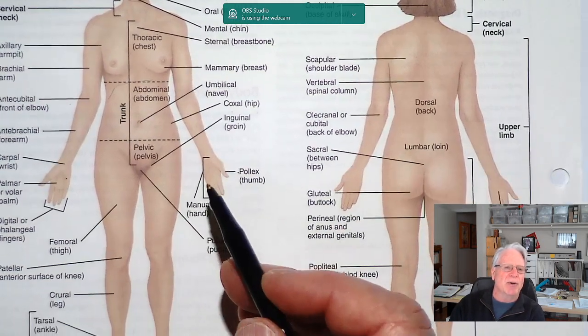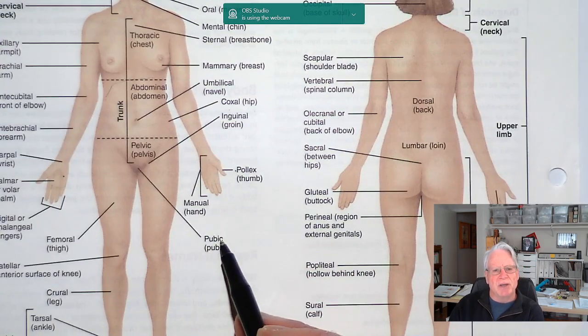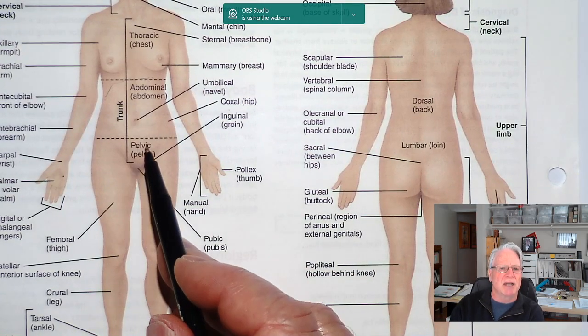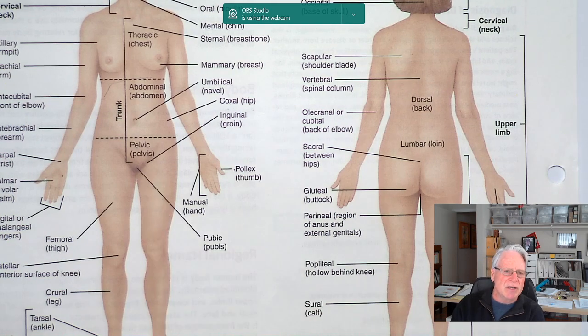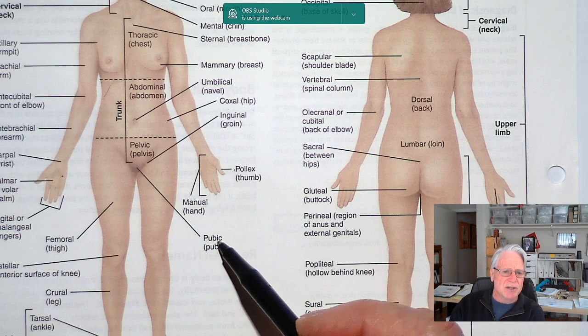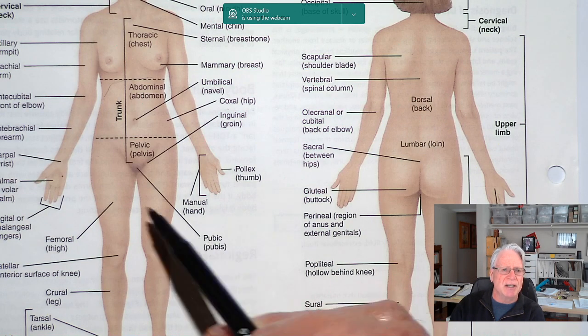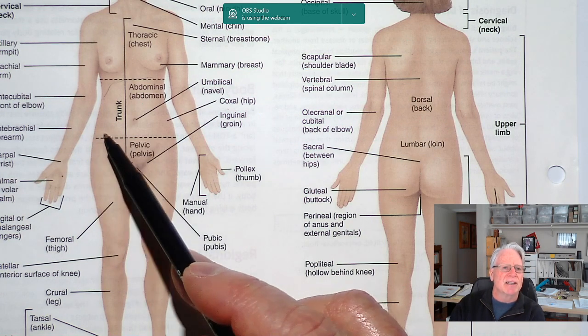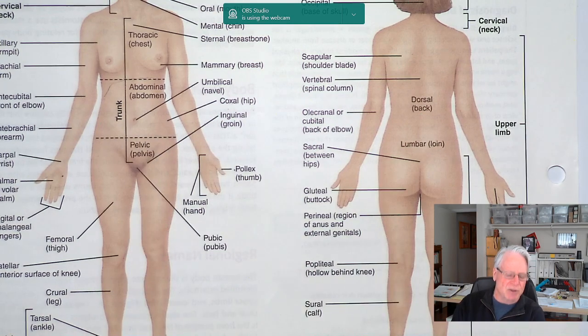Now, one thing I want to point out to you is that pubic or pubis sounds an awful lot like pelvic or pelvis. So here again, we have to be very careful with language so that we can communicate accurately. These two terms sound very similar to each other, but they're very different. This is an area where we find the genitalia, and this is a larger area that sits below this dotted line. That's part of the trunk.